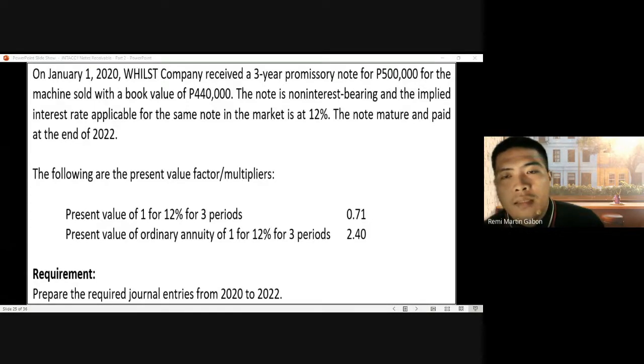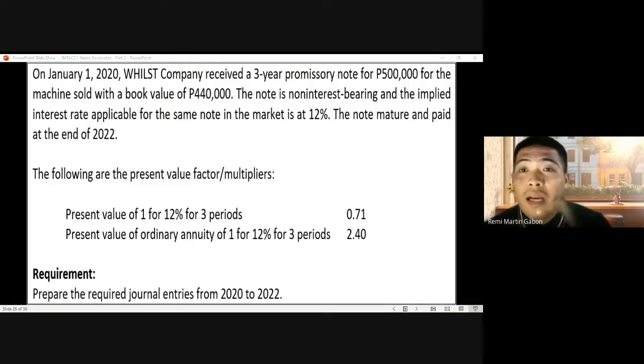Another thing. What was the other thing I wanted to say? Ayun. Are you familiar with the present value table?